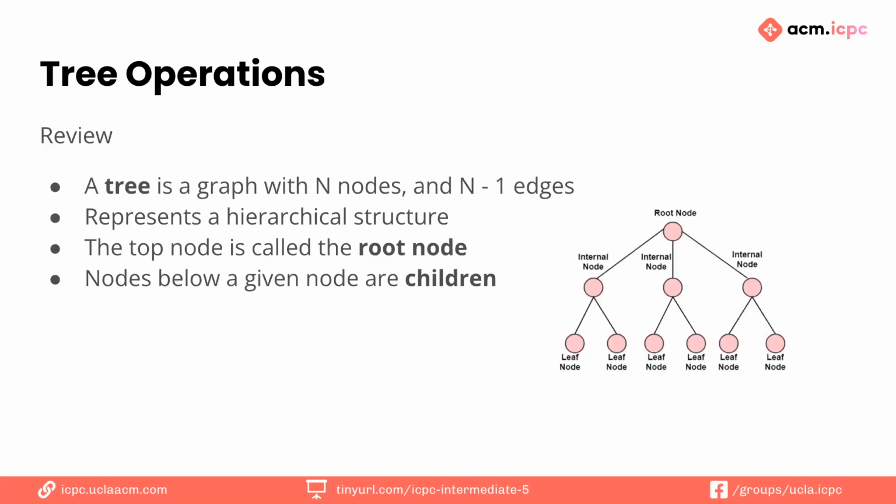All right, then our next part will be tree operations. Again, we went over trees in our first and second workshop, but basically you have n nodes and n-1 connections. A lot of times in representing a hierarchical structure, it'll just look like a tree where you have a node at the top, below it you'll have more nodes which are all connected, below it more nodes. It looks a lot like the diagram we have, and we have some notation. The top node is called the root node. Anything below it are the children of the node.